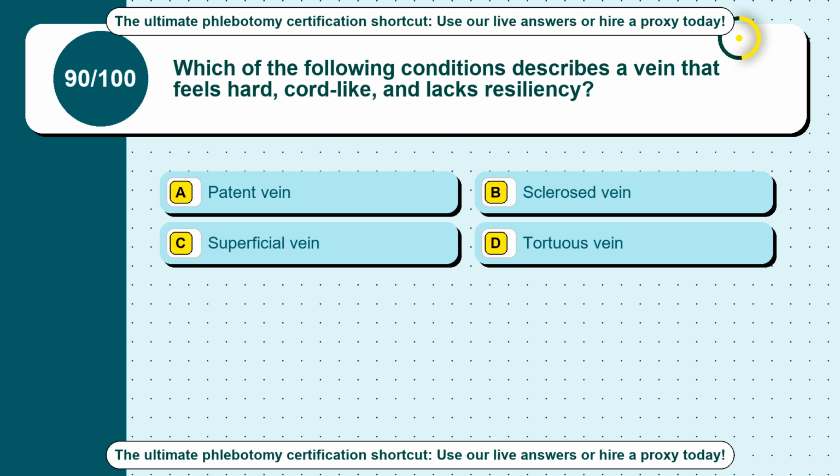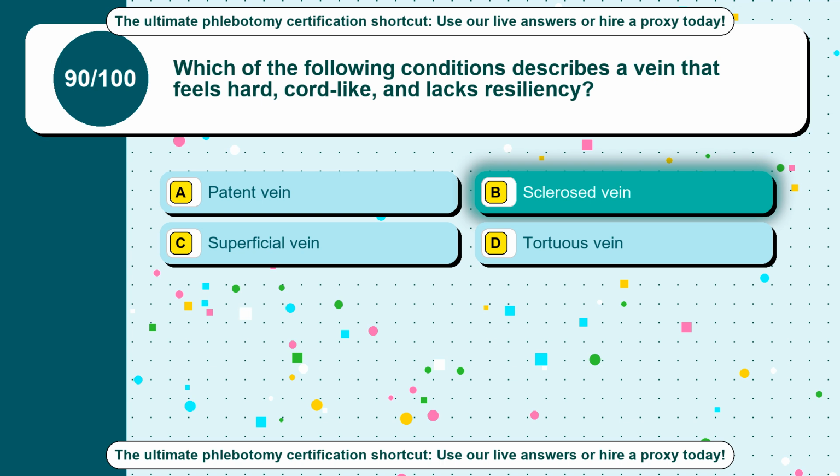Option A, patent vein. Option B, sclerosed vein. Option C, superficial vein. Option D, tortuous vein. The correct answer is option B, sclerosed vein.